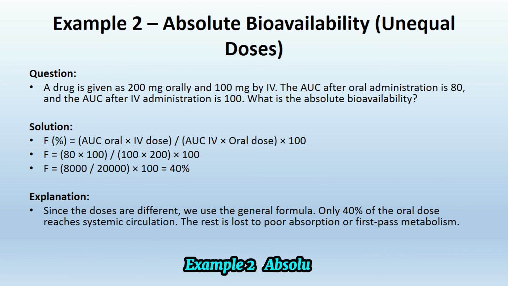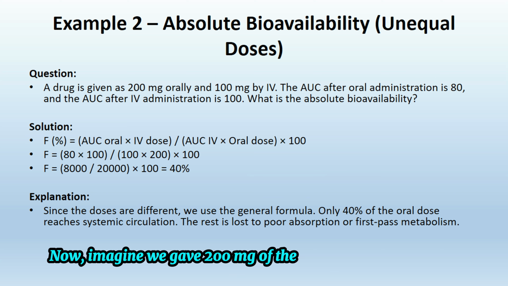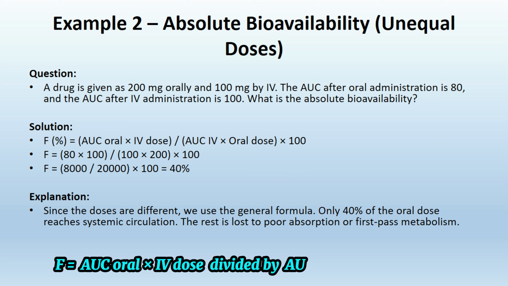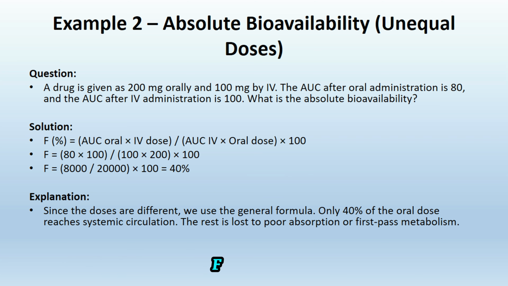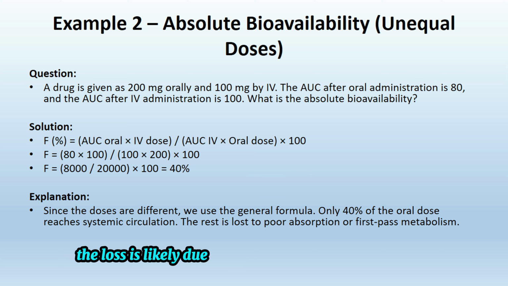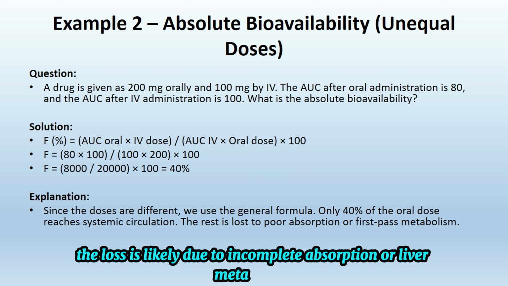Example 2. Absolute bioavailability, different doses. Now, imagine we gave 200 mg of the drug orally and 100 mg by intravenous, and the AUCs are 80 for oral and 100 for intravenous. Now we use the general formula, F equals AUC oral times intravenous dose divided by AUC intravenous times oral dose times 100. F equals 80 times 100 divided by 100 times 200 times 100 equals 40%. So, in this case, only 40% of the oral dose entered the bloodstream. Again, the loss is likely due to incomplete absorption or liver metabolism.